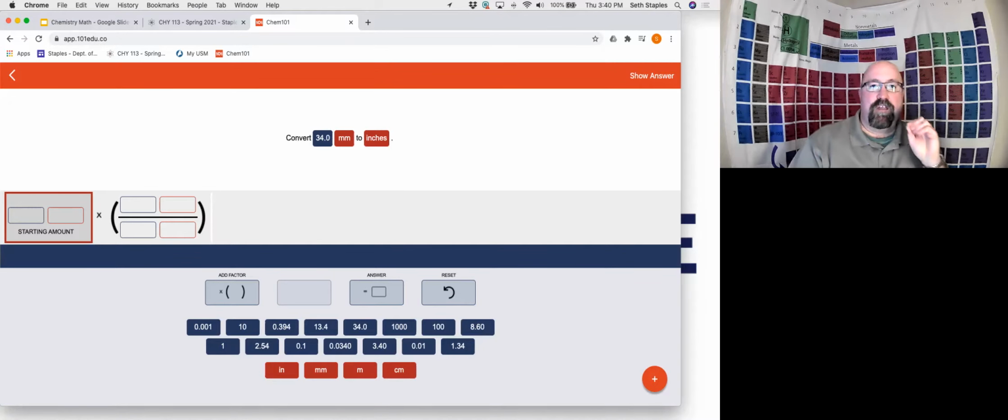So let's take a look at this problem here. We are looking to convert 34 millimeters to inches. The way that you want to use the dimensional analysis setups in Chem 101 is you drag your starting amounts into this starting amount here.